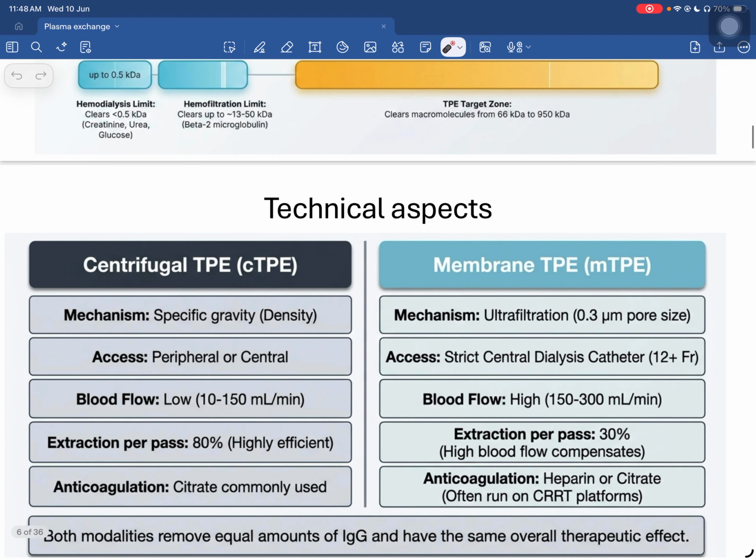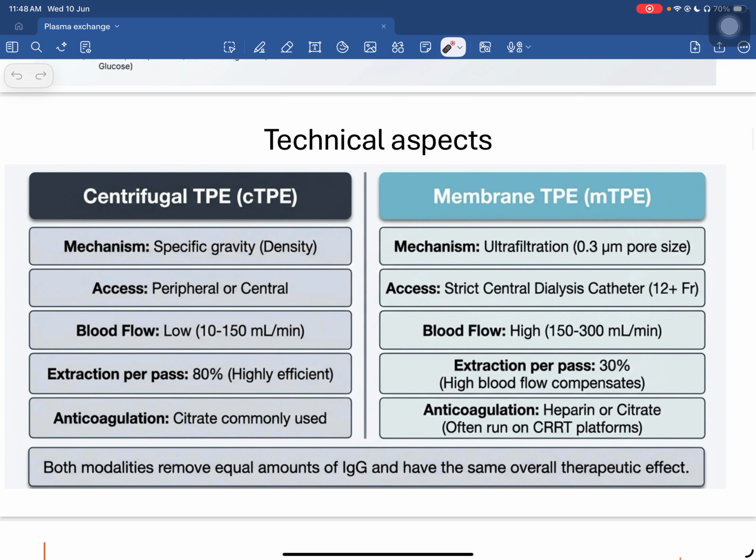So how can you actually do it? There are two ways. One is you do a centrifugal TPE or you do a membrane based TPE. How centrifugal TPE works is it separates the molecules based on density, that is, it uses specific gravity. And here the blood flow rates are lower, about 10 to 150 milliliters per minute. Because this blood flow rate is slow, you can also do it through a peripheral line. But if you have a central line, you can do it through that as well.